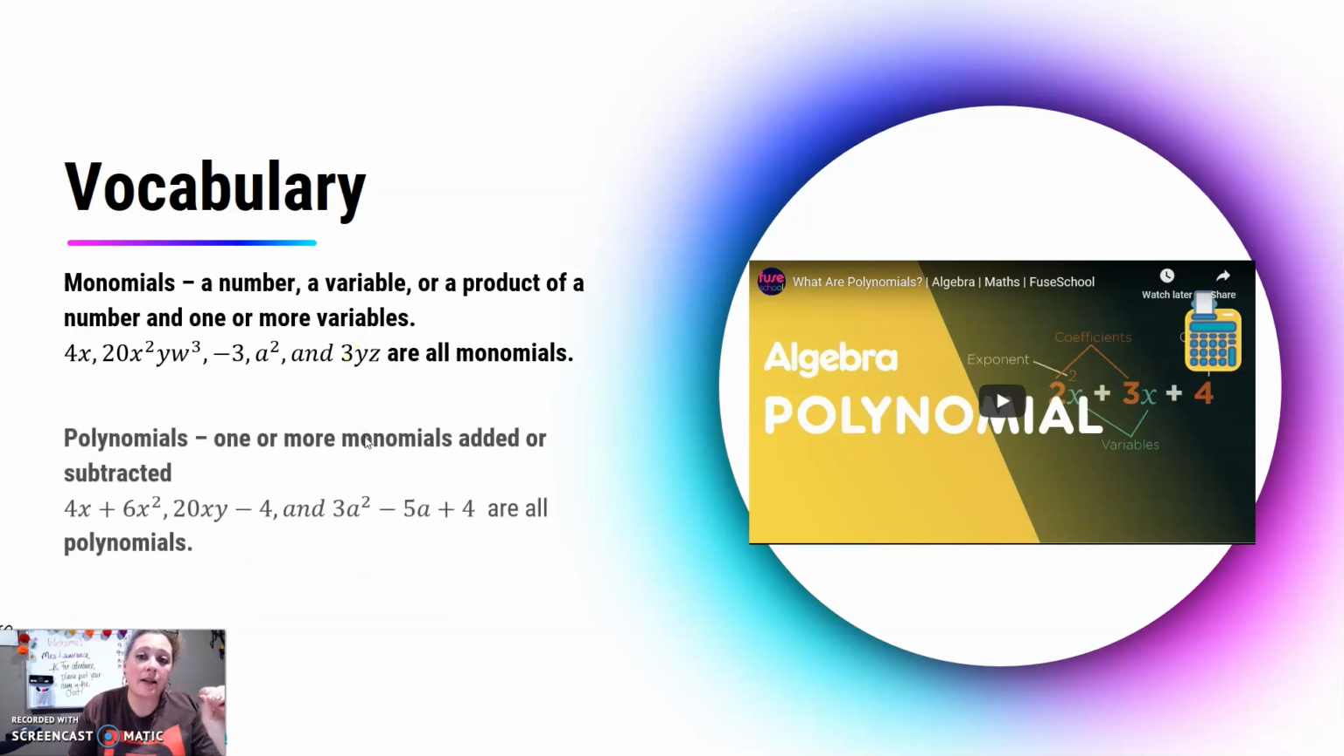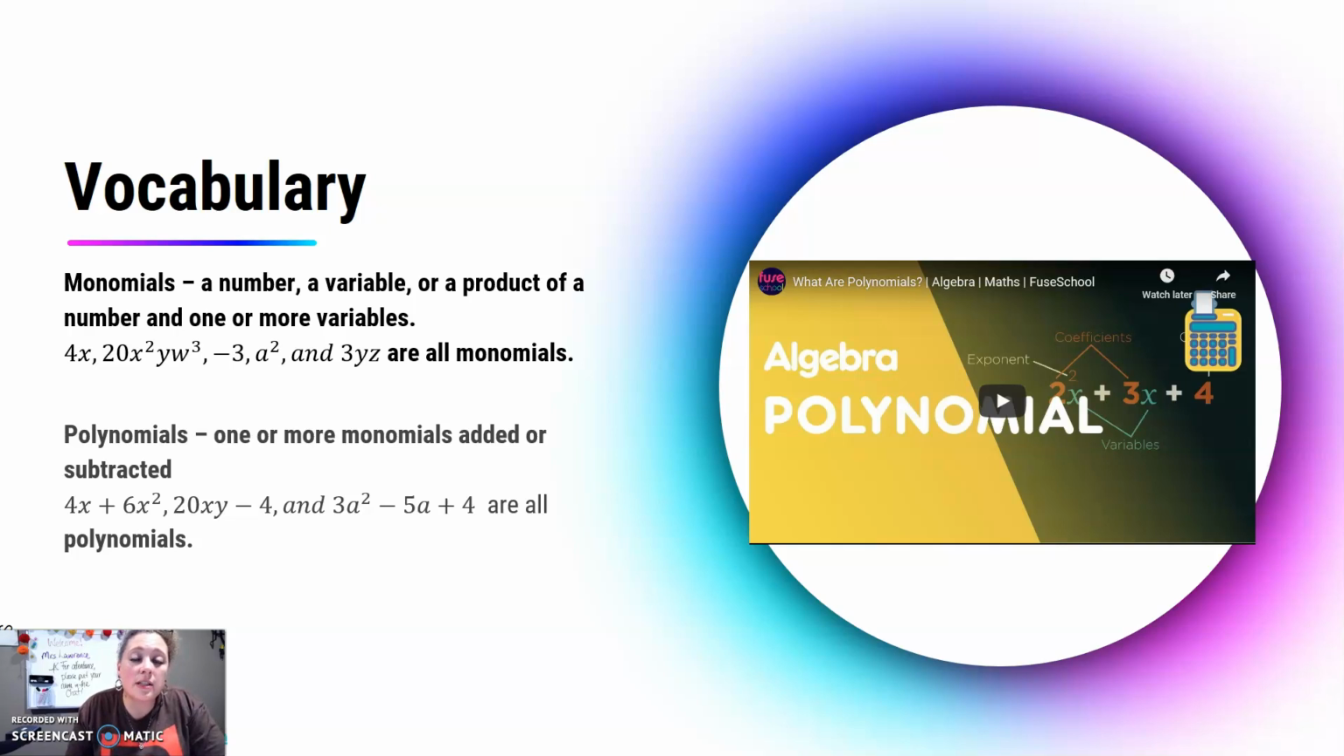But we also have polynomials, and the prefix poly means many. When we look at polynomials, it's just taking a bunch of monomials and bringing them together by adding or subtracting them. You'll know it's a polynomial because it will have an addition or subtraction sign within it, indicating that they're single monomials. Each one of these is a single term, like 3a squared minus 5a plus 4. Each of these is a single monomial, but when we put the plus and minus sign in there, it makes it a polynomial. We're going to watch this quick video.